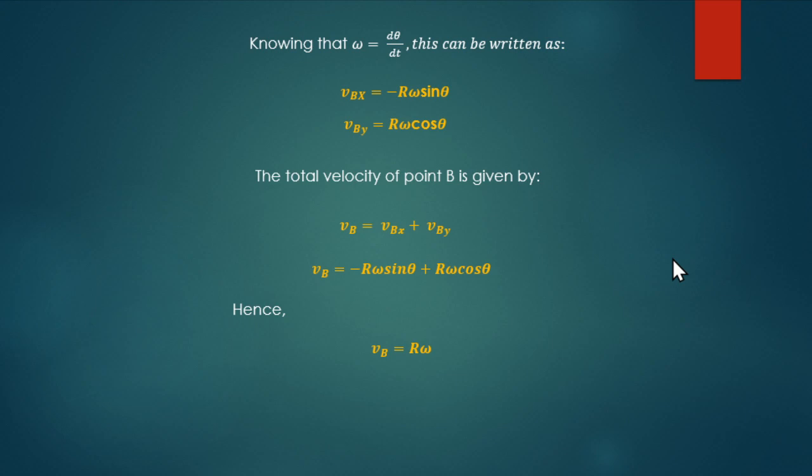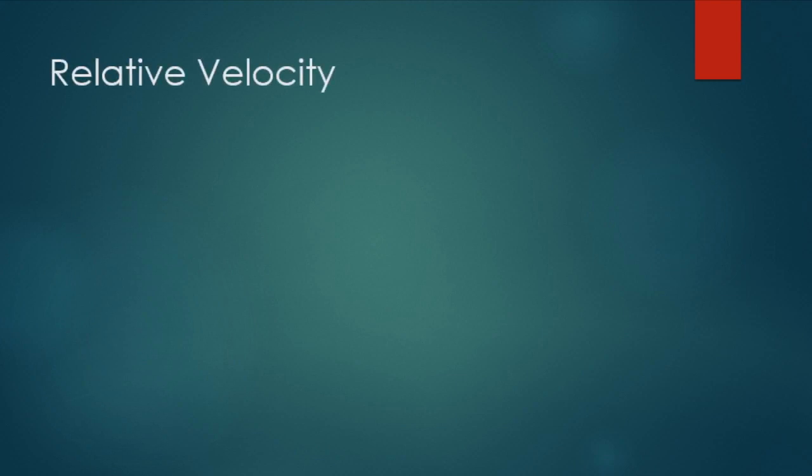Now we are moving to the topic of relative velocity. Relative velocity is useful in determining the instantaneous linear and angular velocity of any point in the mechanism. So what do we mean by relative velocity? Relative velocity is the velocity of an object as observed from a particular reference frame or a particular point of your body, and it varies with the choice of reference frame.